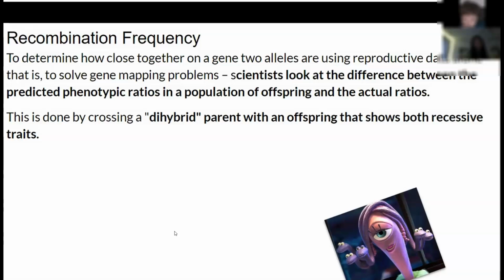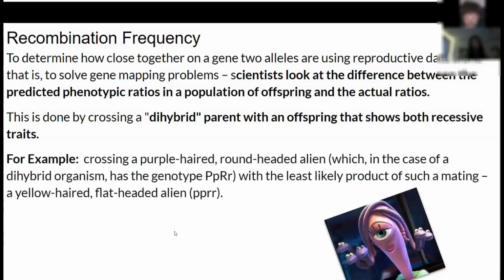So you're going to take a dihybrid organism, like purple flowers that are axial, and you're going to cross them with a recessive individual, right? That guarantees the recessive trait shows. That's kind of like your test cross, okay?